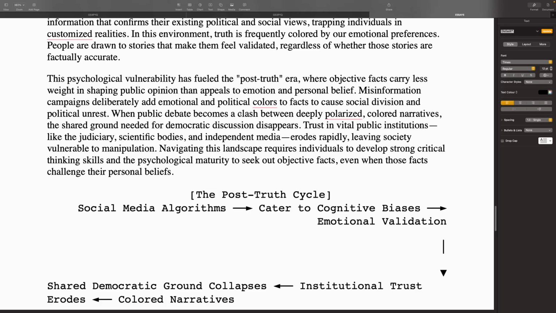Navigating this landscape requires individuals to develop strong critical thinking skills and the psychological maturity to seek out objective facts even when those facts challenge their personal beliefs.